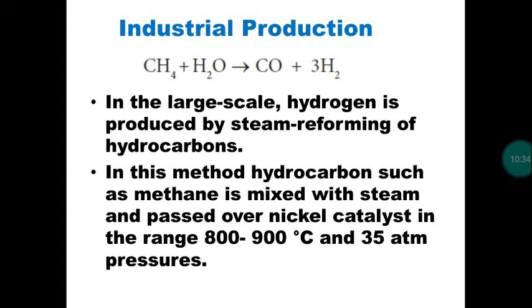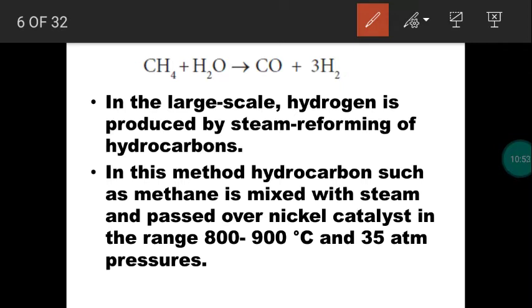Third one, manufacturing process, industrial preparation. So in large scale, how to prepare hydrogen. So this is prepared using organic substances like methane, right? So the process is called steam reforming process. So we are going to mix steam with hydrocarbons like methane.